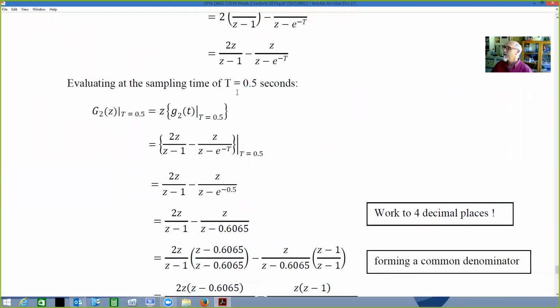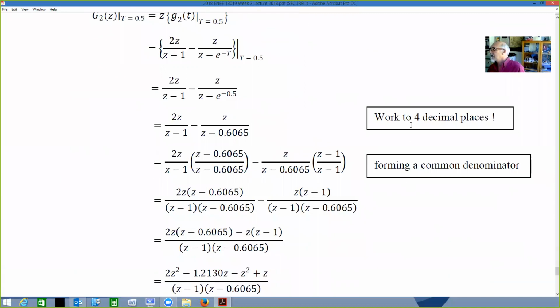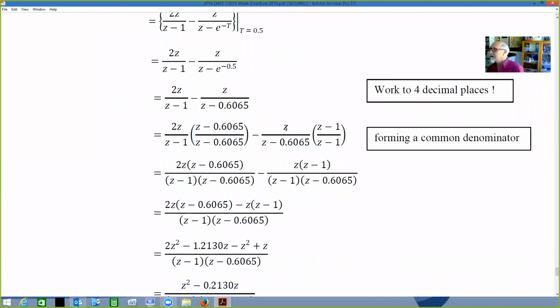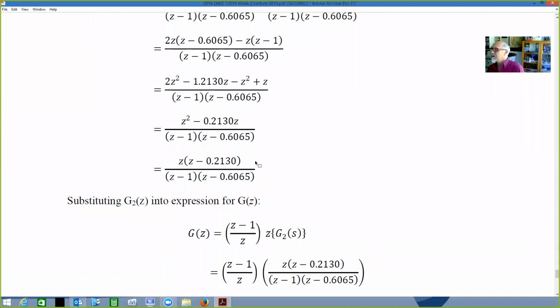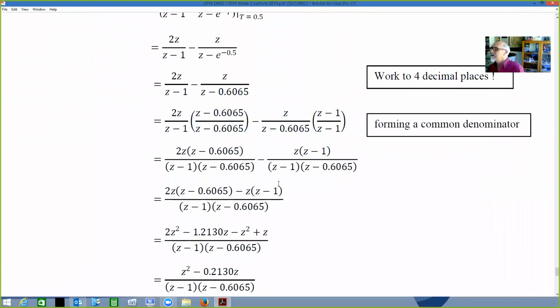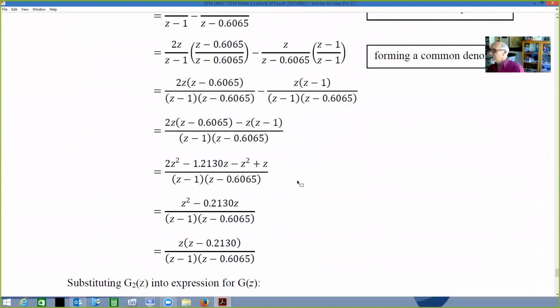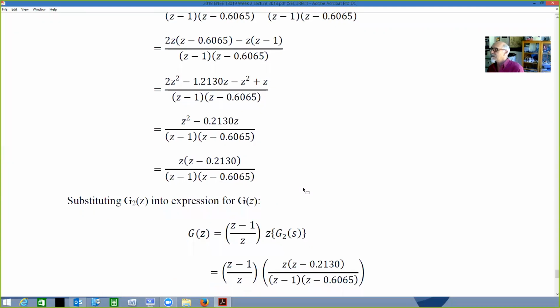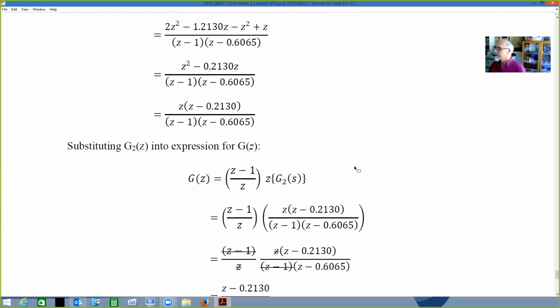So in this case, we're going to evaluate what happens at our sampling interval, or sampling rate, or time interval of 0.5, and plug in our numbers. Again, always work to 4 decimal places, and we want to make sure we have the simplest form. Here we're finding G2 of Z evaluated at T equals 0.5. When we do that, we end up with this expression. Then we substitute that back in, because overall we're trying to find G of Z, if you remember.